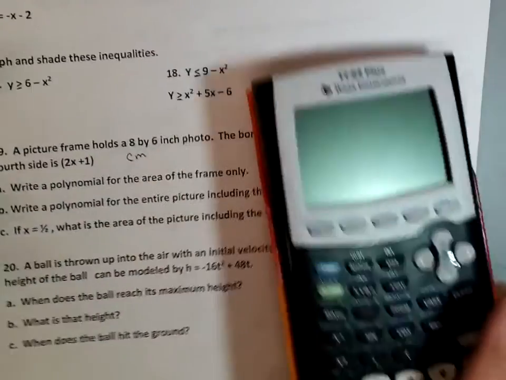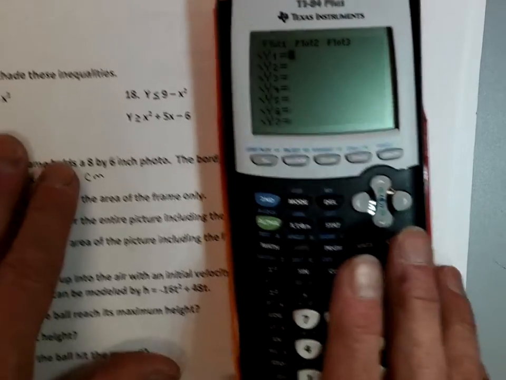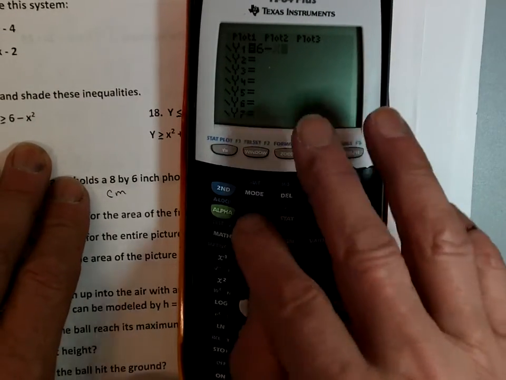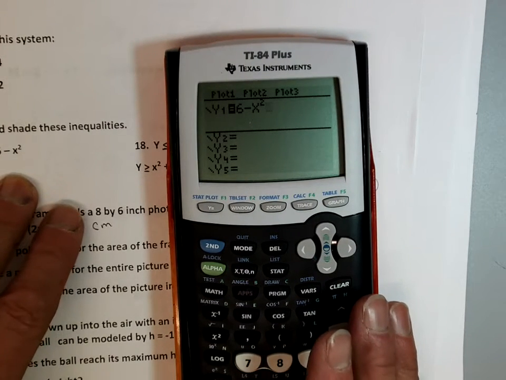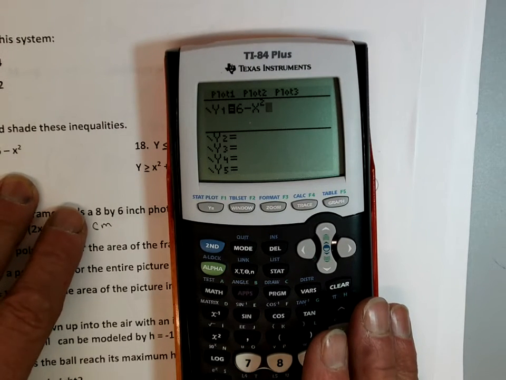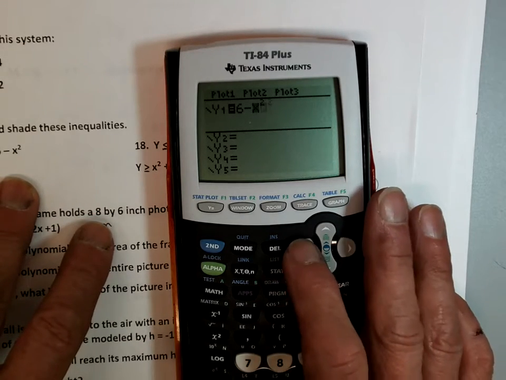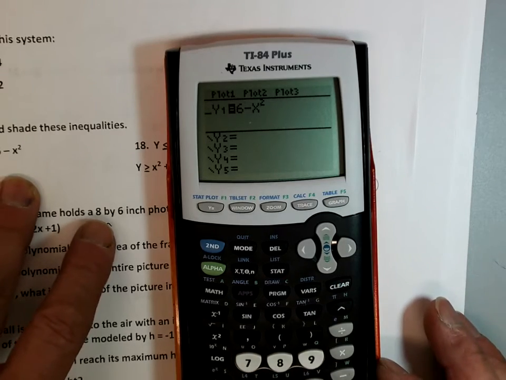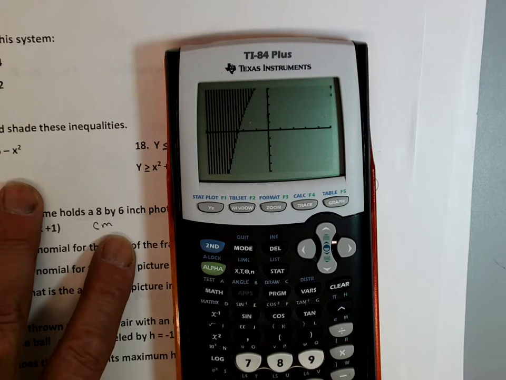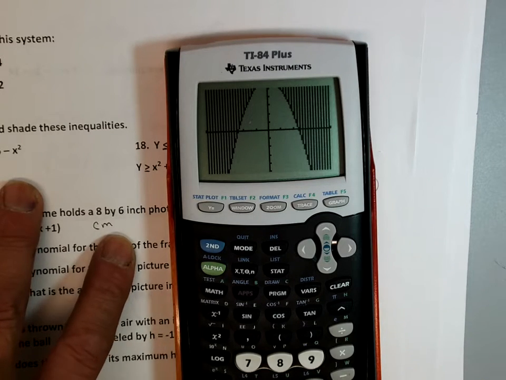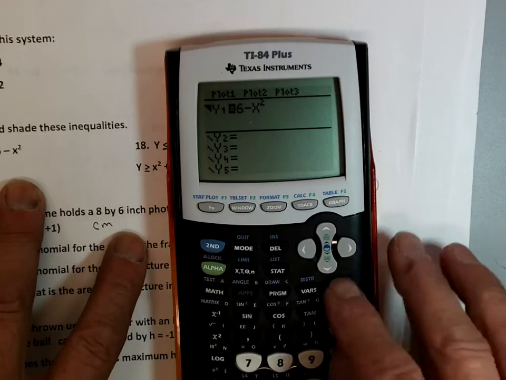Okay, 17. Real quick, if I were to do it on the calculator, y equals, and I'm going to do my 6 minus x squared, right? Greater than, shade. It's really easy, I can show you later. Okay. Clear.